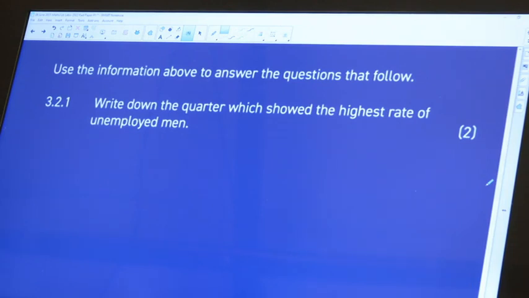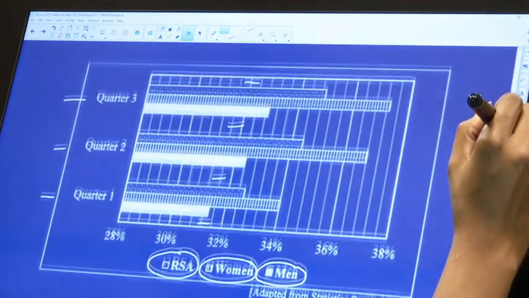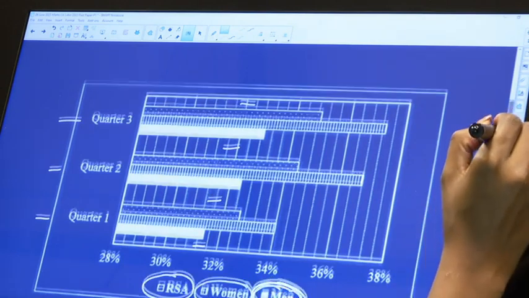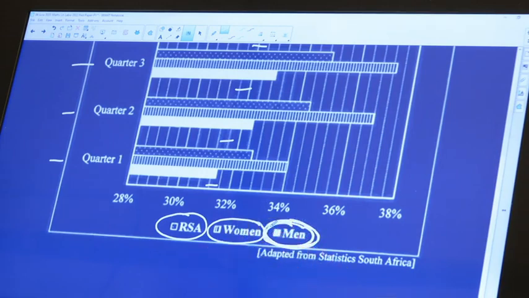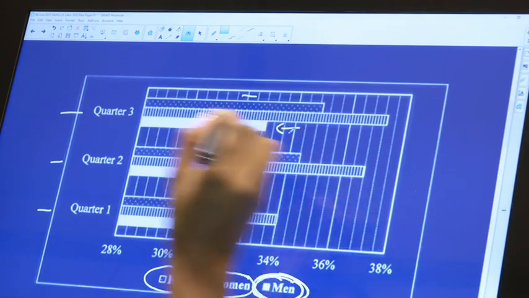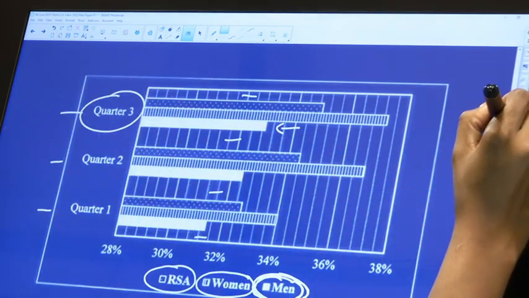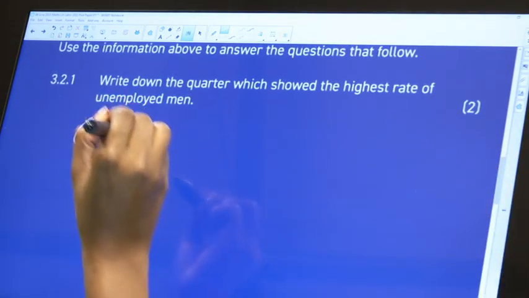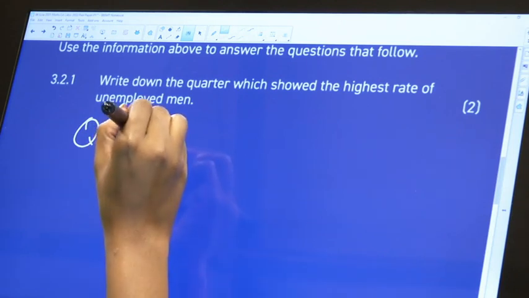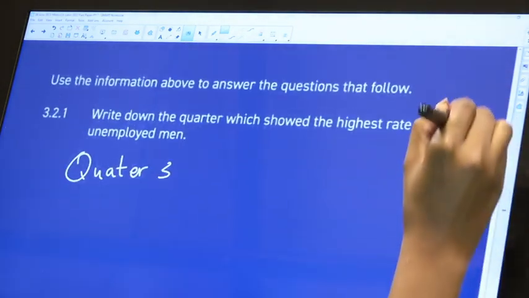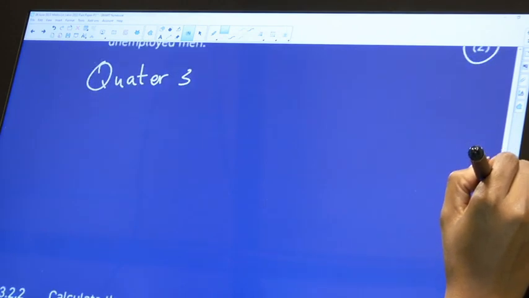Write down the quarter which showed the highest rate of unemployed men. Let's go and see. Men are solid. Okay, so let's look at the highest solid. The highest solid is that one, so it's going to be quarter three. Let me just see if I'm writing my quarter correctly. Yeah, it's correct. 2 marks, run away with your 2 marks.